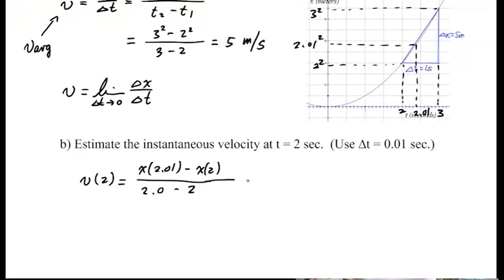Okay. So do we have to work this out? This is 2.01 squared minus 2 squared over 0.01. Somebody punch the calculator and tell me what this is. And some of you can still do it without a calculator too, but okay, feel free to use a calculator. What is it? Is it 4.01? 4.01, okay. Great.